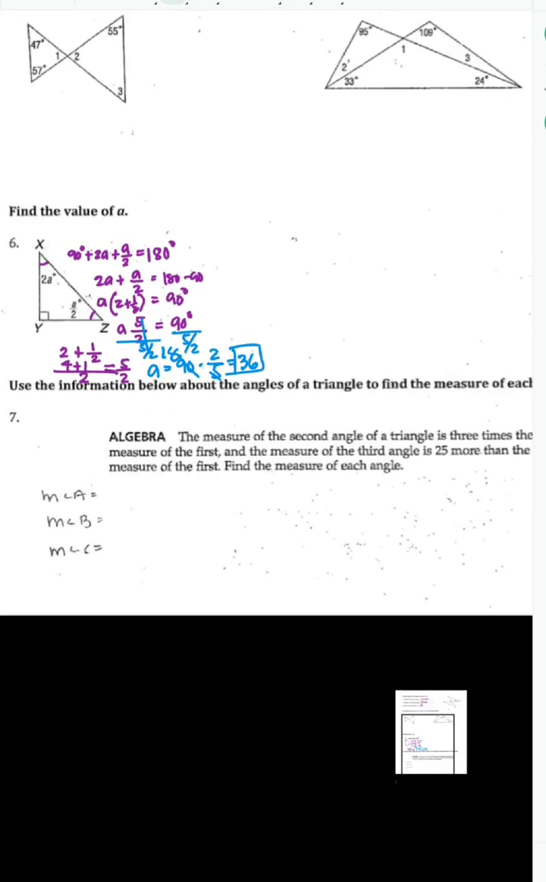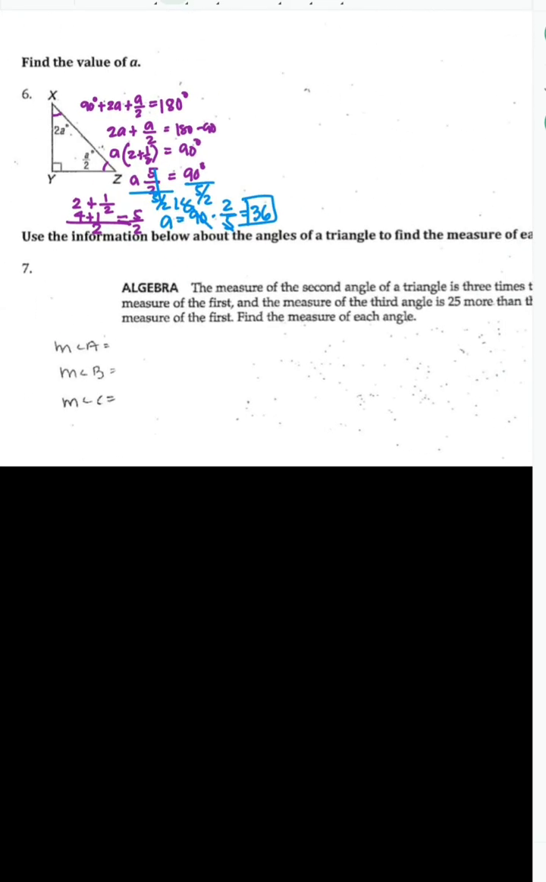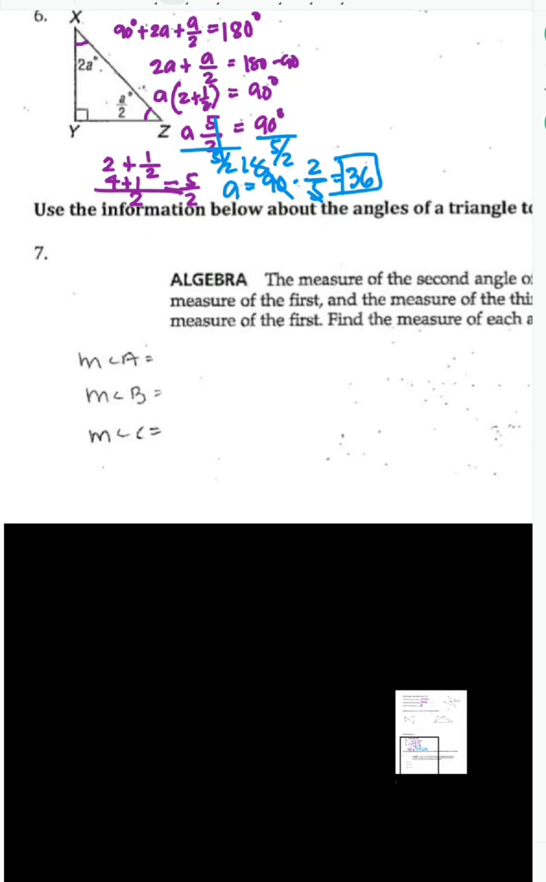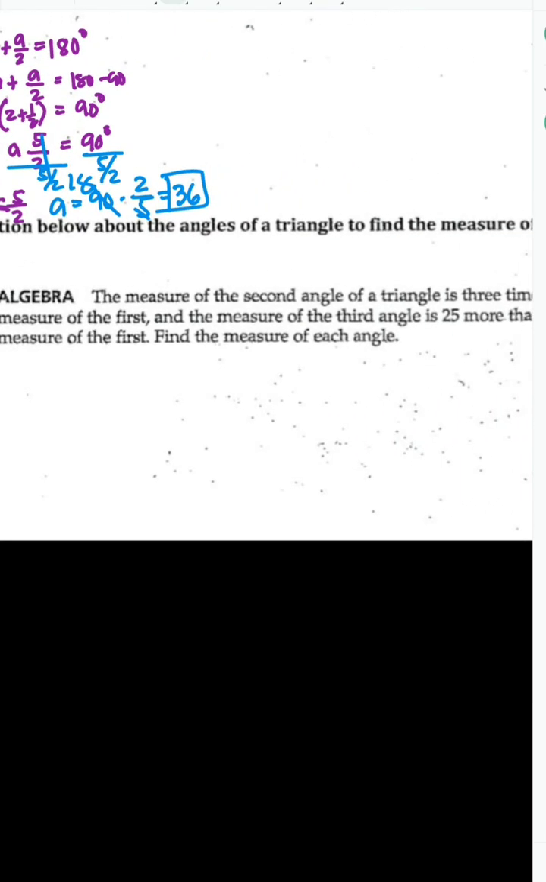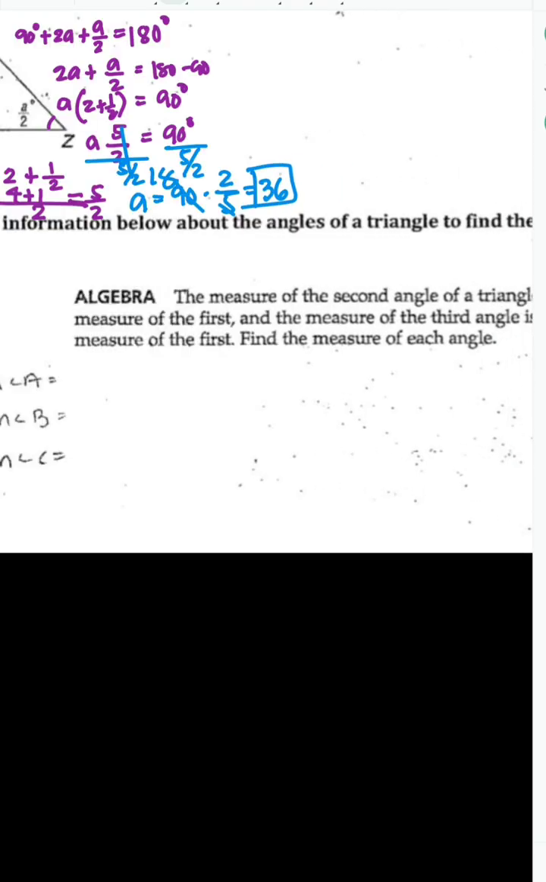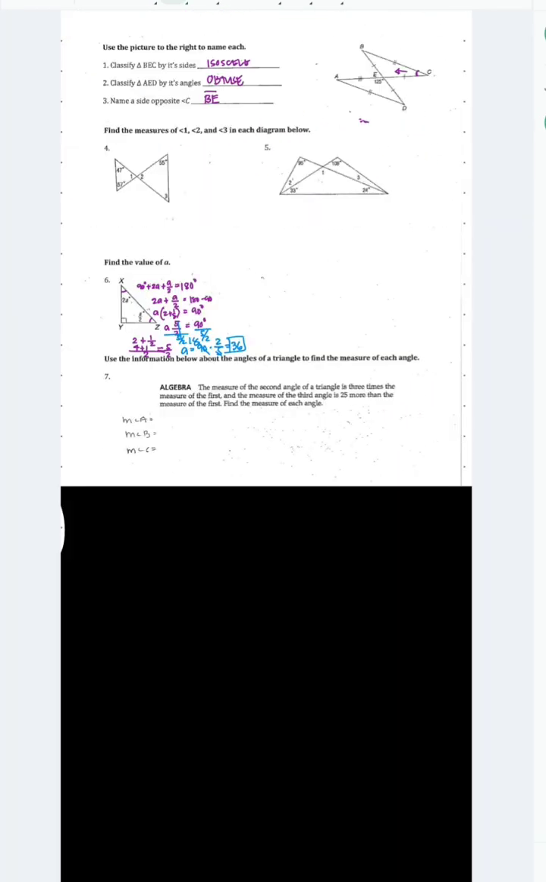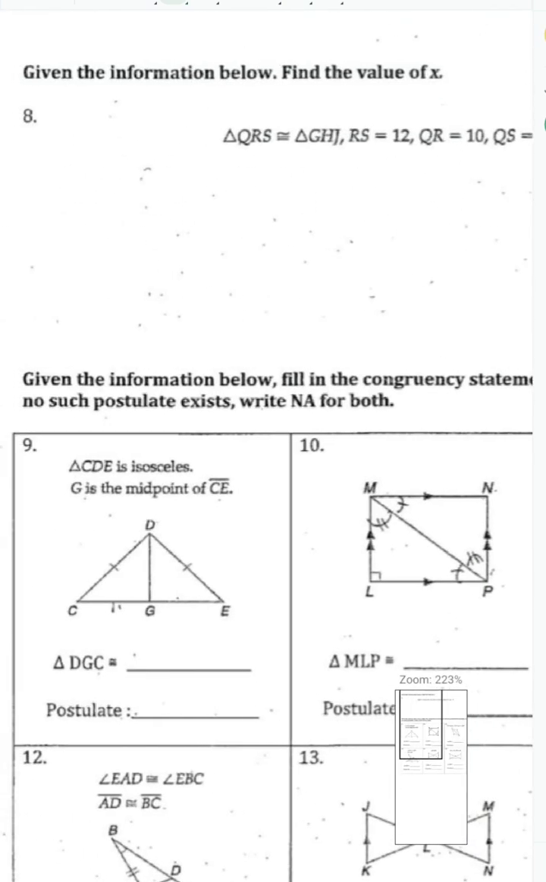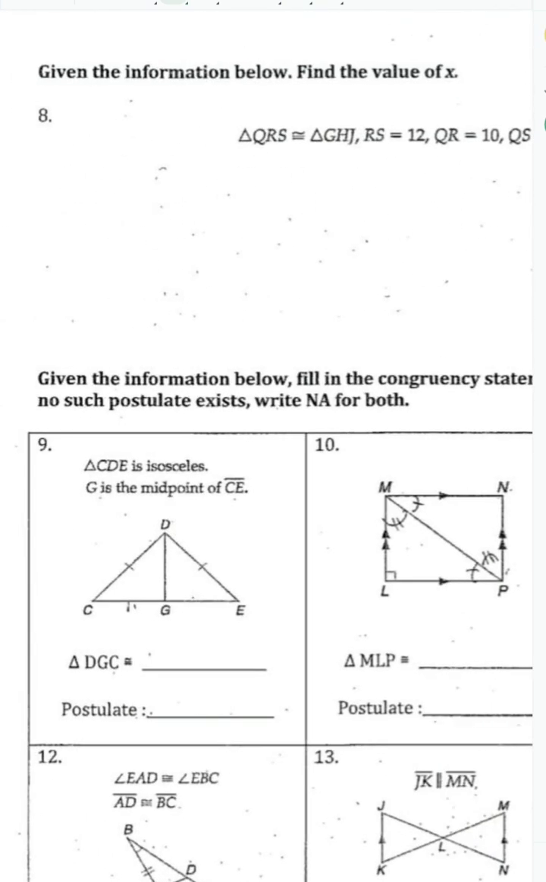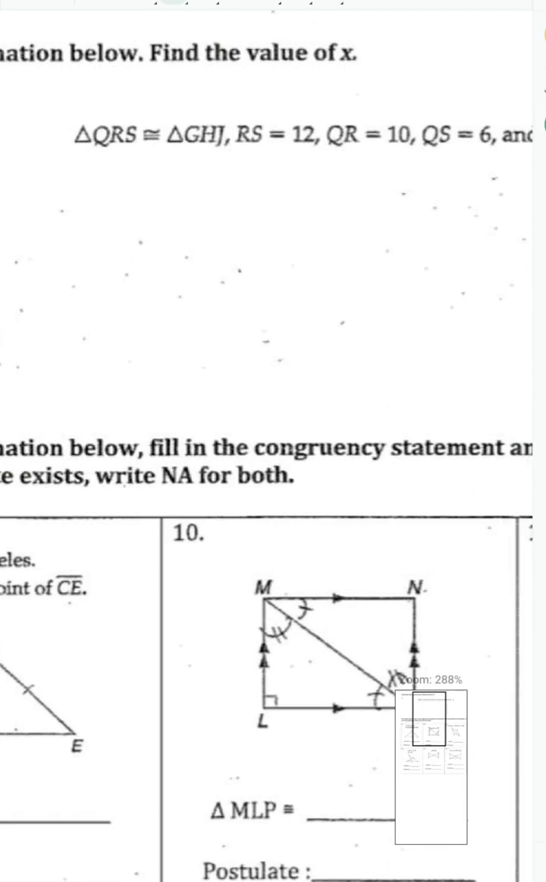Then we go to number 7. Okay. Use the information below about the angles of a triangle to find the measure of each angle. Okay. Number 7. Okay. So can you go to another page and so I can upload number 8. Alright. Given the information below, find the value of x.